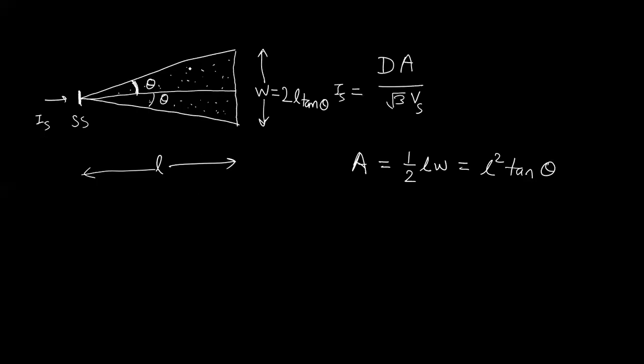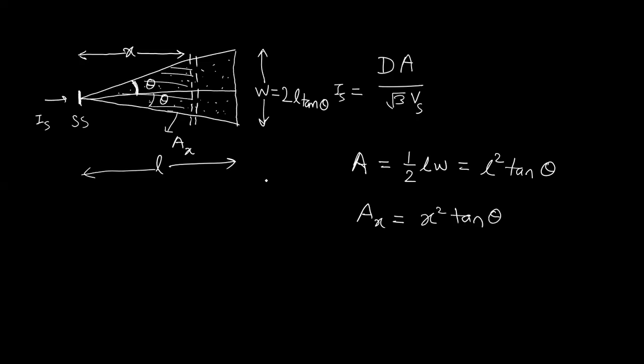Okay, now again, the same analysis we need to do. Consider an incremental length dx located at a distance x kilometer away from the substation. And now this area that we have earlier denoted as A suffix x, it is basically the area served up to the length x of the feeder, which is equal to x square tan theta. Similarly, you can derive that it is x square tan theta. So once we have A and Ax, we can find out the expressions for voltage drop and power loss.